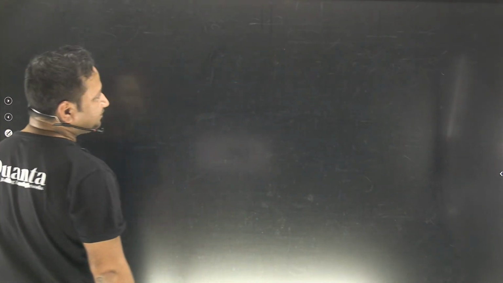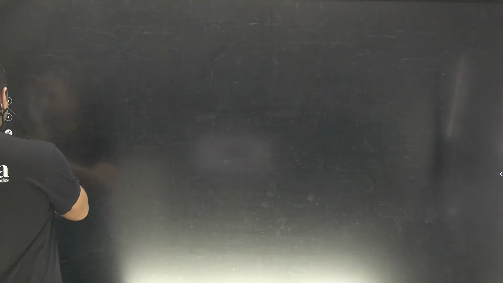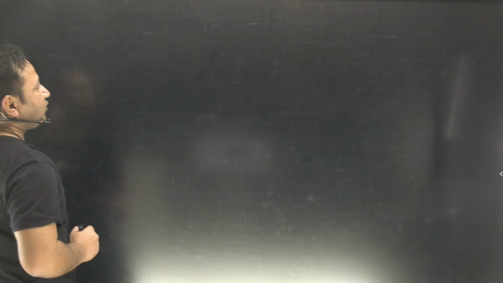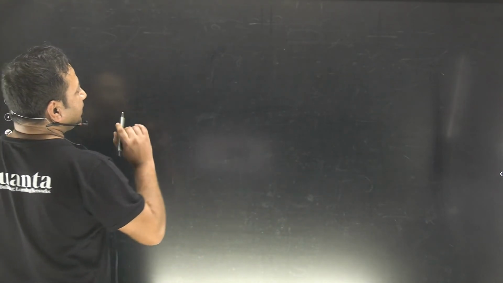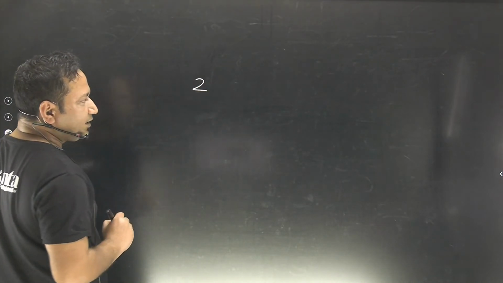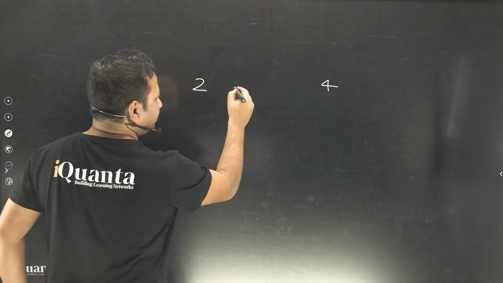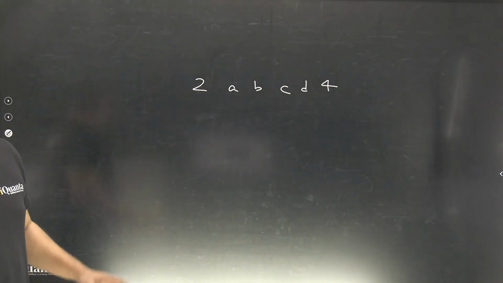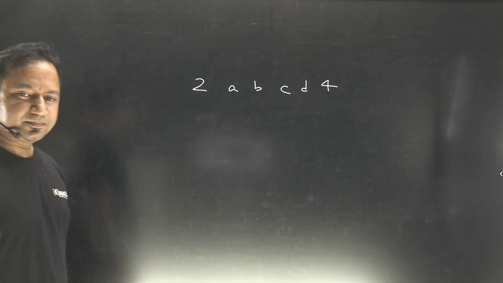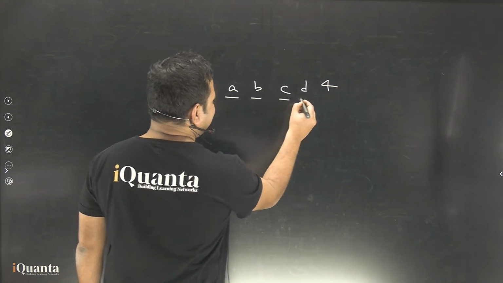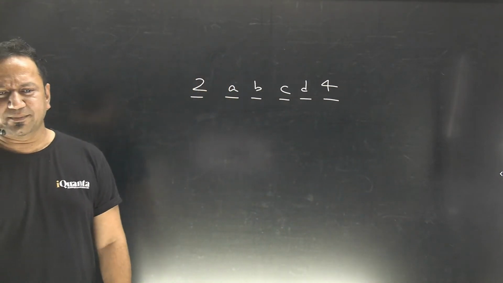But before that, let me tell you something very interesting about a divisibility rule. And before that, I just want you to answer a question. There is a 6-digit number that starts with 2 and ends at 4. Look at this. This is a CAT-based problem. This is a word problem, but I'm making it easy for you.